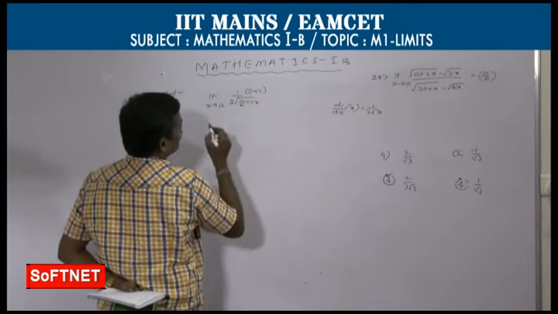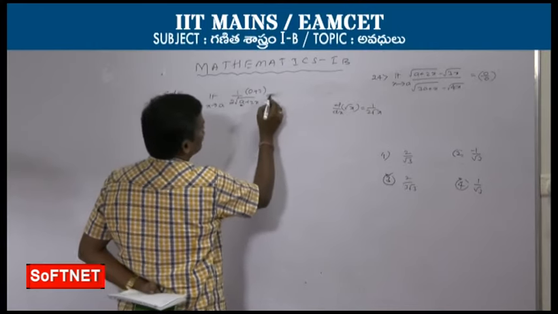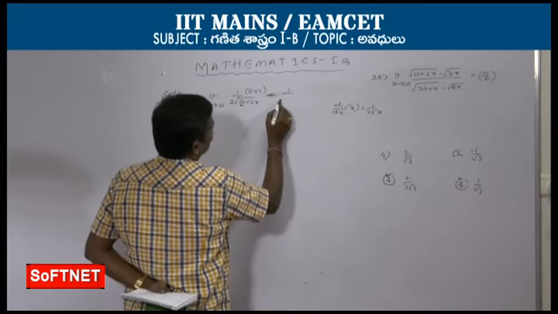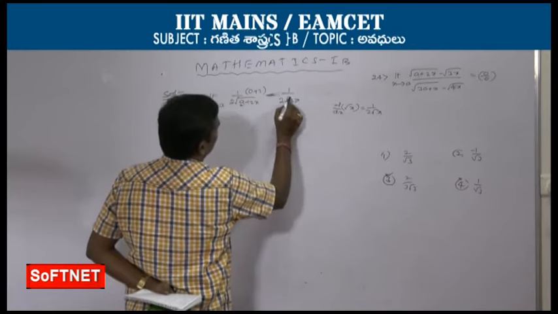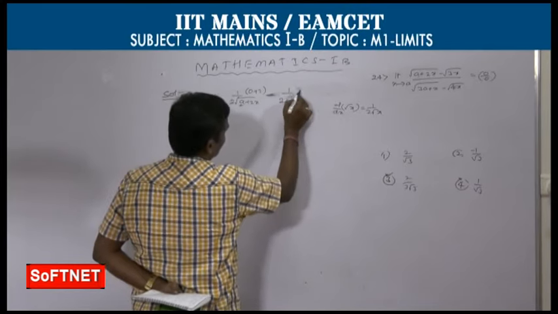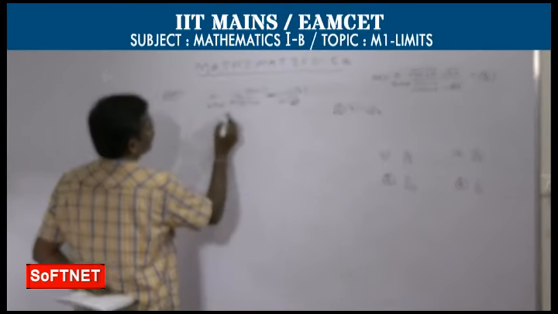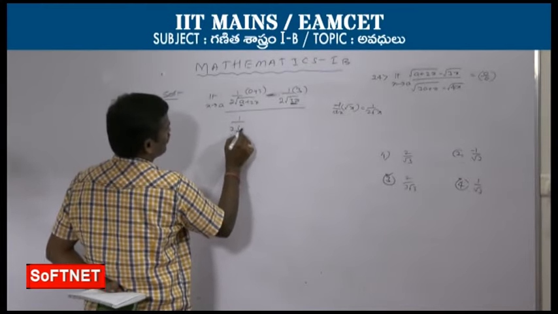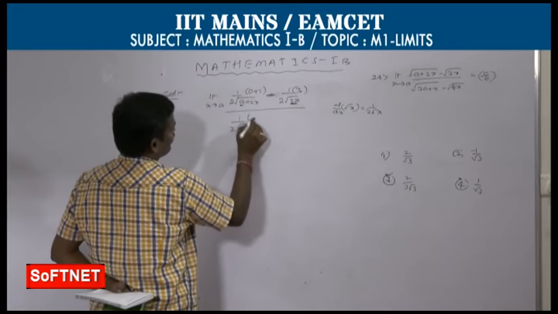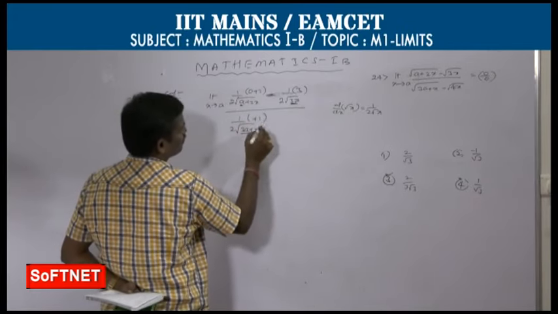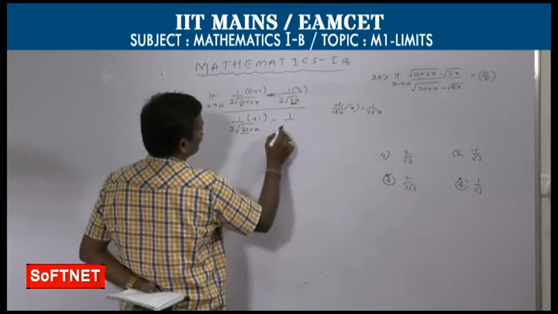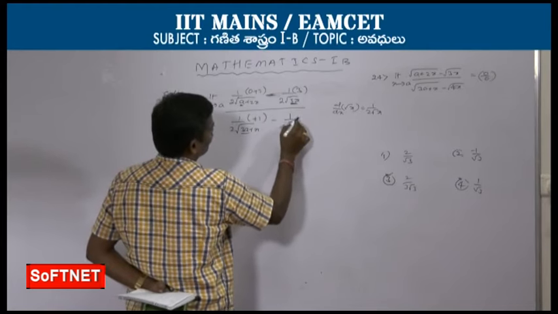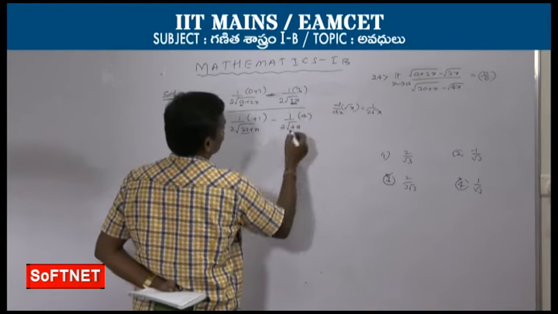plus 2x, the derivative is 2, plus minus 1 by 2 root 3x, root x, 3x derivative is what? 3, by 1 by 2 root over 3a plus x, 3a derivative is 0 plus 1, minus 1 by 2 root over 4x, derivative of 4x is what? 4.